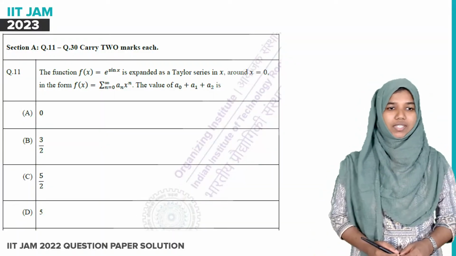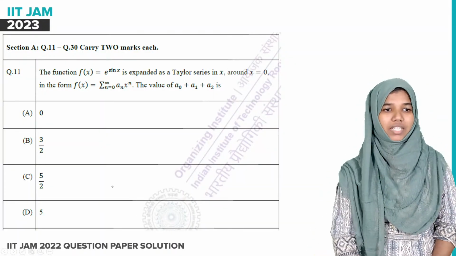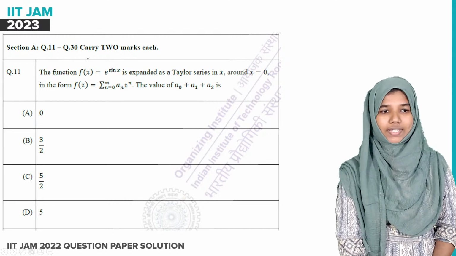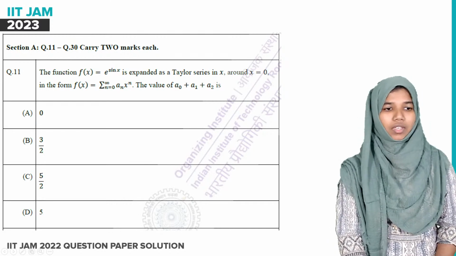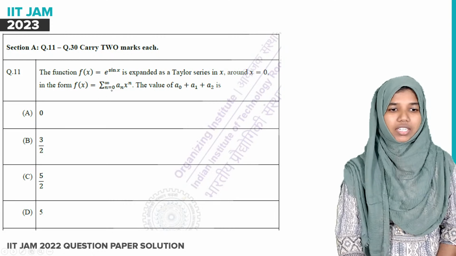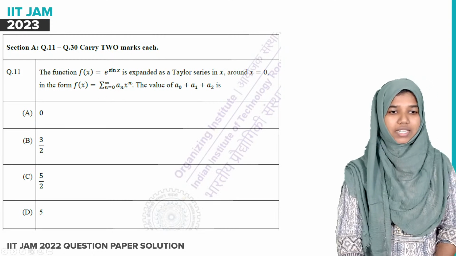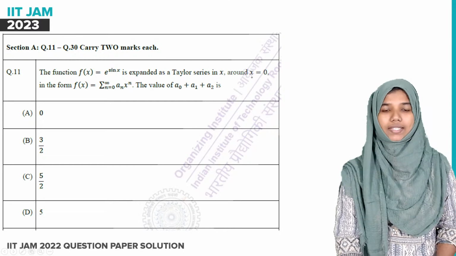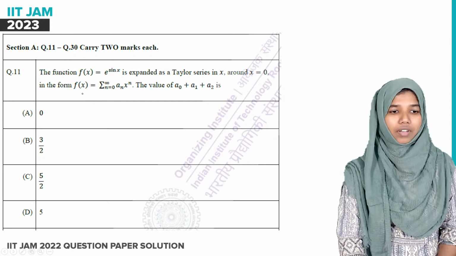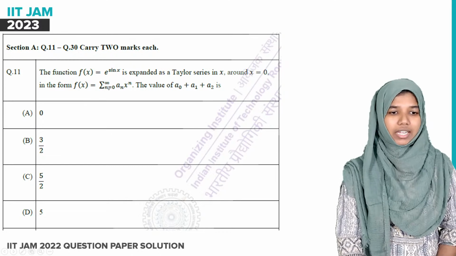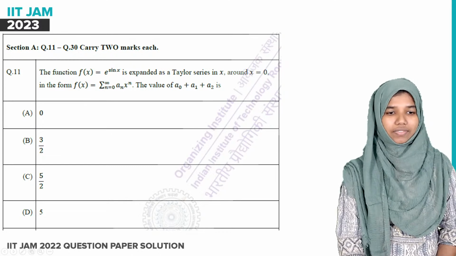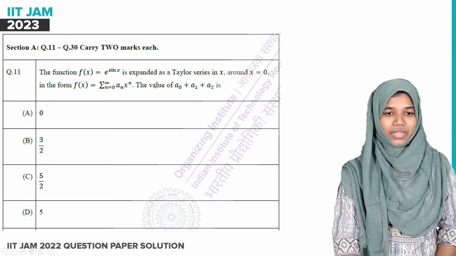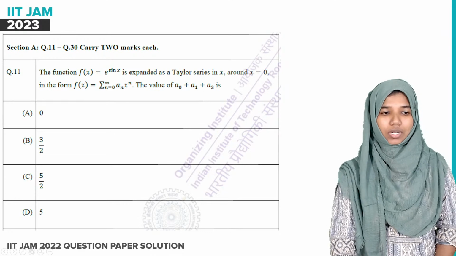Okay, so the first question, this is of section A, and question 11 to question 30 carry 2 marks each. Okay, so the first question: the function f of x is equal to exponential sin x is expanded as a Taylor series in x around x is equal to 0, in the form f of x is equal to summation n equal to 0 to infinity a n x raised to n. The value of a0 plus a1 plus a2 is.